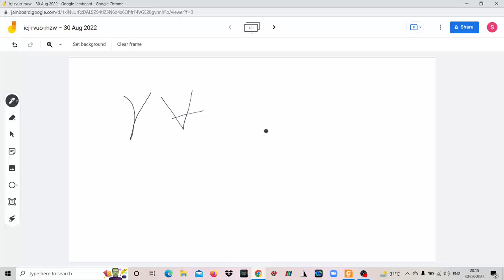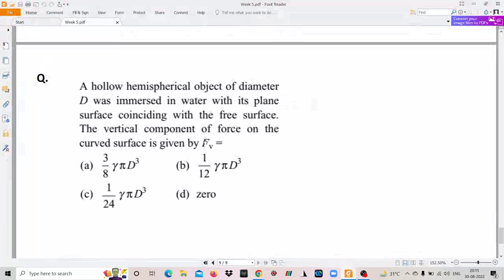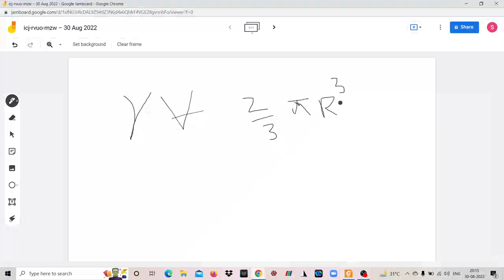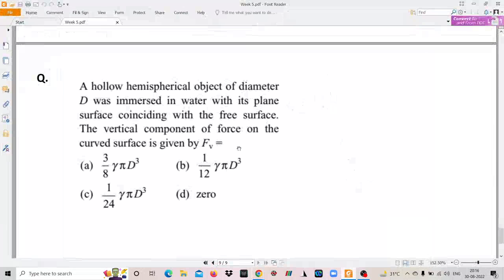So what is the volume of a hemisphere? 2 by 3 pi r cube. Very good. In the question it is given that the diameter of the hemisphere is d. So what will be the option? You simply take 2 by 3 pi r cube, and in place of r you write d by 2, right? Sir, the second option, 1 by 12 pi d cube gamma. Yes, very good. So this is the answer. Is it clear?